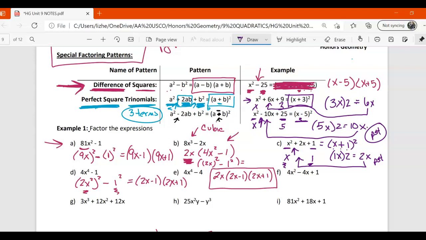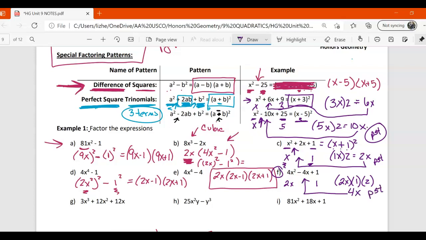Let's see if this is a perfect square trinomial, f. So 4x squared, well, those are all perfect squares. So the square root of 4x squared is 2x. The square root of 1 is 1. So if I multiply those together, which means I do 2x times 1, and then double it, I have 4x. And that is the same as that number. So therefore, it is a perfect square trinomial.